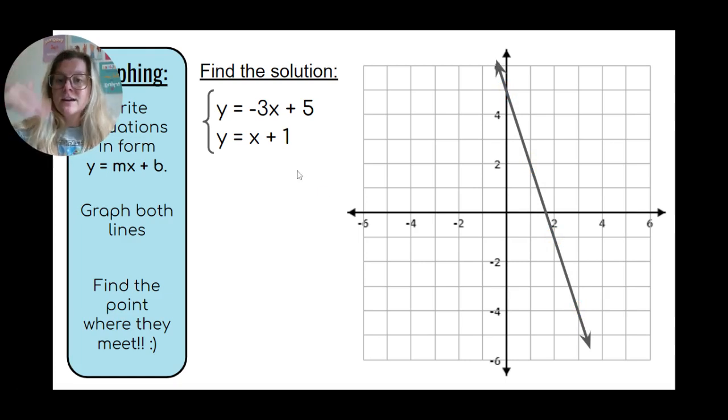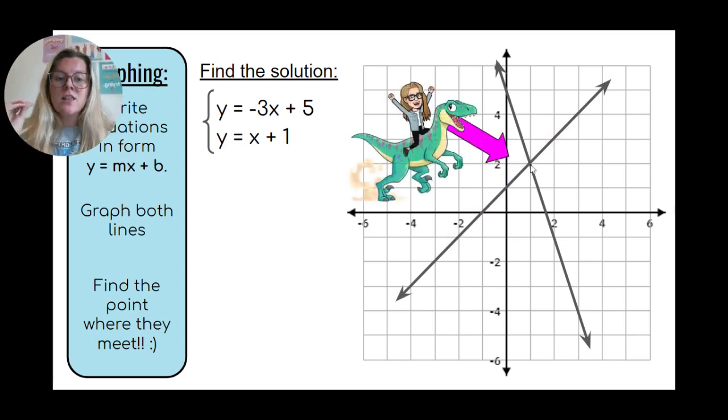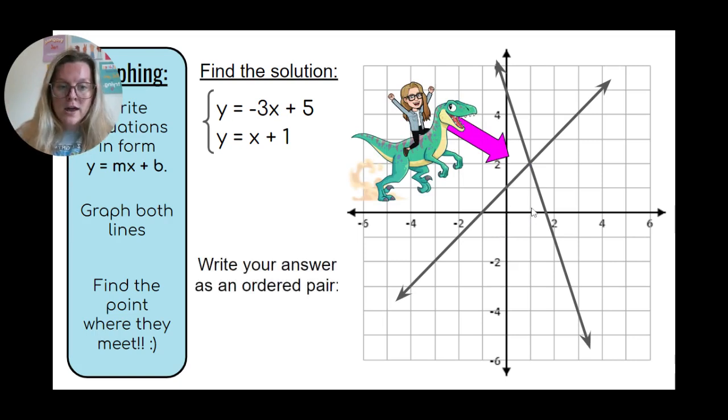So I've graphed the first one. Second one, I go up to 1. My slope in front of this is 1, so I'm going up 1 to the right 1, up 1 to the right 1, so on and so forth. I am going to connect my lines, and now I'm going to look, hey, where do they cross? Well, Miss Gish, they cross right here, and now I need to find the point. That point is 1, 2.